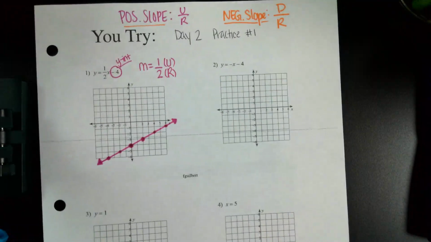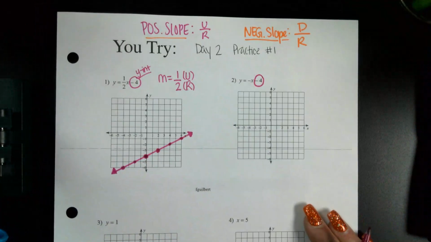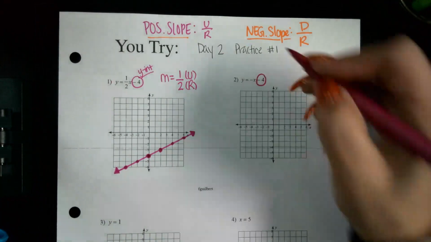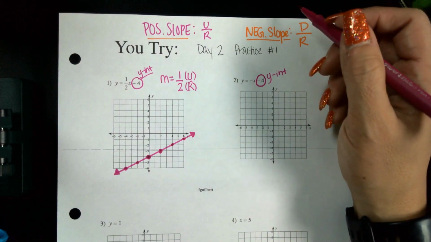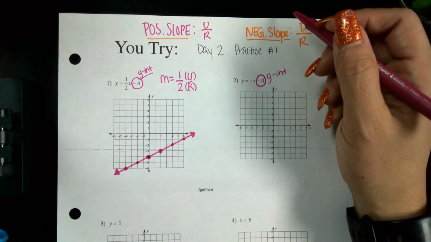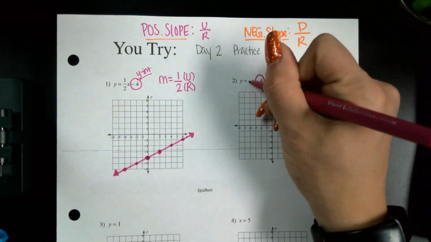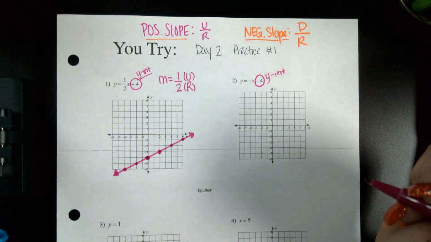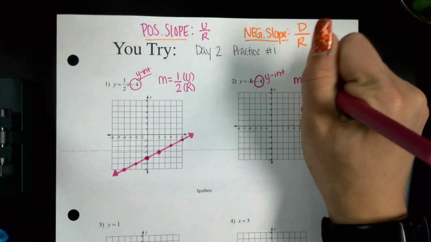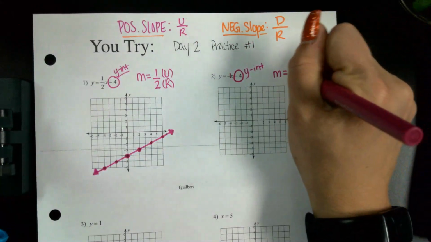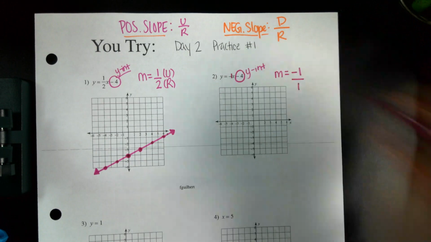Okay, the next one. Starting point is still -4. So that is our y-intercept. Okay, this one right here, it says -x. So what number would I put in front of the x? 1. Okay, so it's a -1. So my slope has to be written as a fraction. So I'm going to start with a -1, but stick a 1 underneath it.